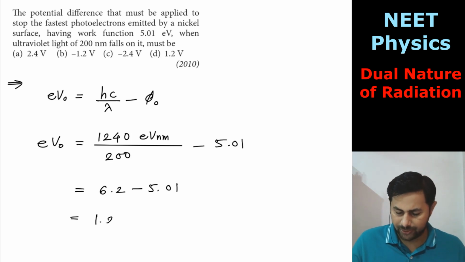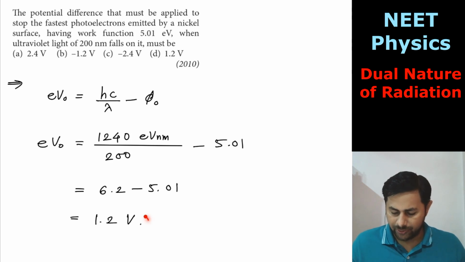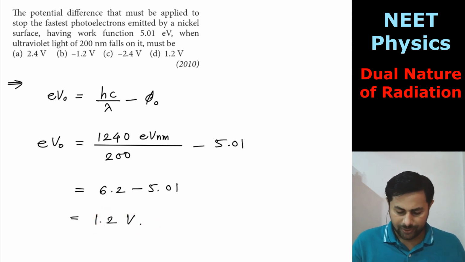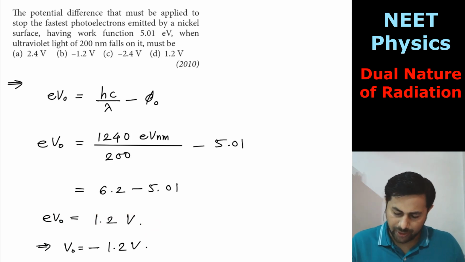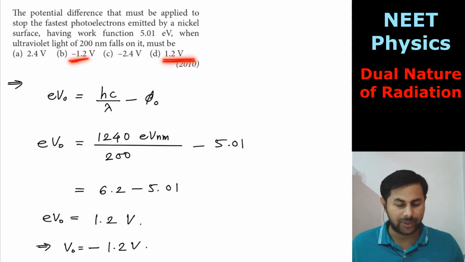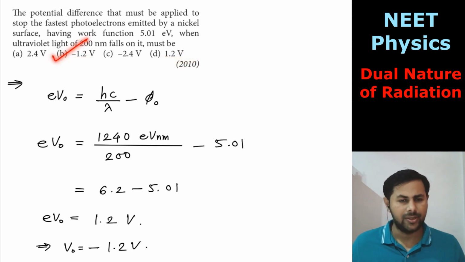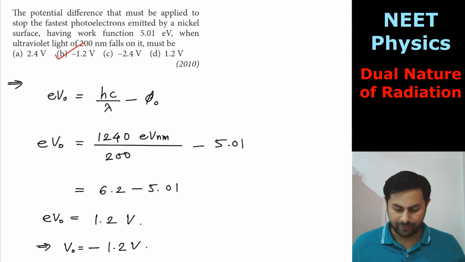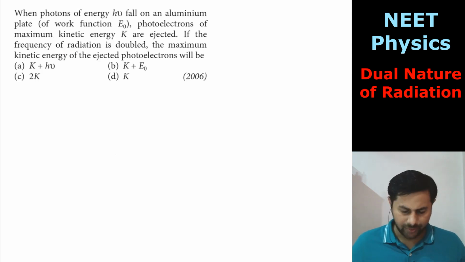Okay, so this will give you 1.2 volts, but stopping potential is always negative, right? So E V0 is 1.2, which means V0 is equal to minus 1.2 volts. The answer would be minus 1.2 volts, because stopping potential is always negative, right? So this is very simple. Okay, let's see the next one.